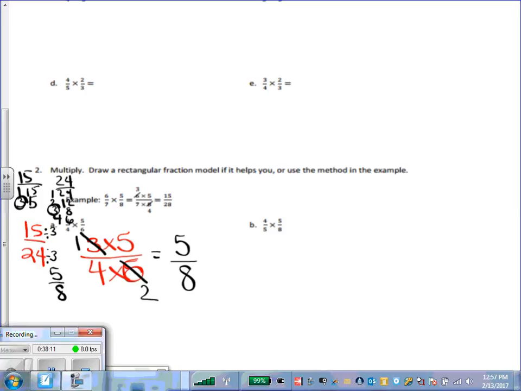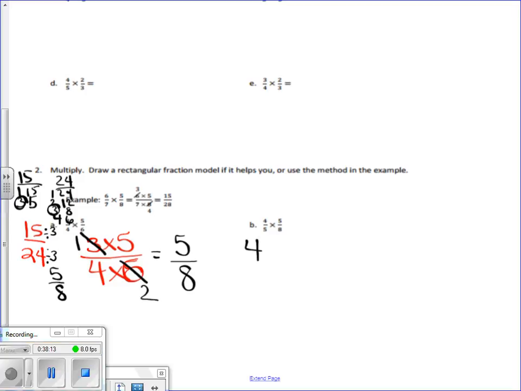So, we could do 4 times 5 over 5 times 8. Now you could just multiply straight across, and you would end up with 20/40ths. That's one way to do it.